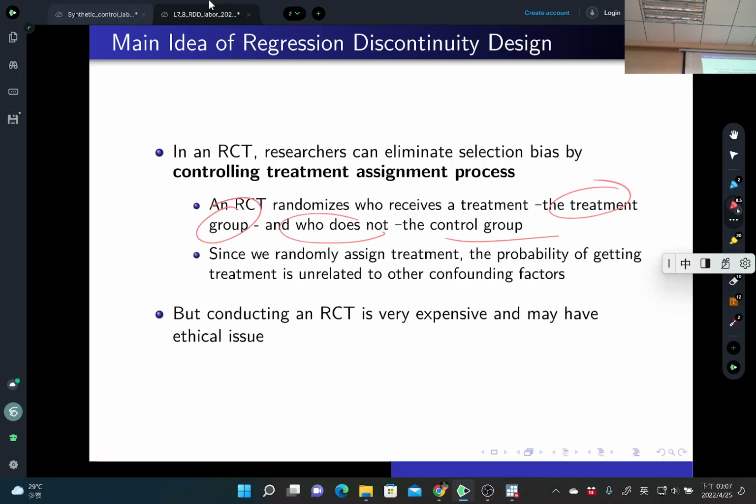But doing an RCT is very expensive and sometimes has ethical issues, especially for social science. You cannot force someone to get a treatment which they are not interested in. So you might do that for medical things like vaccines, but for social science, it's hard to use RCT to answer important questions.